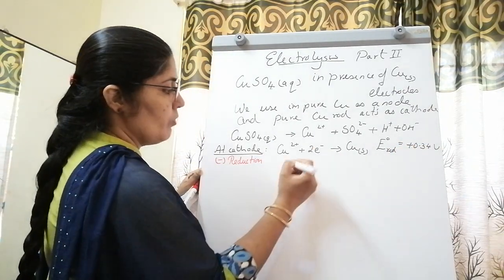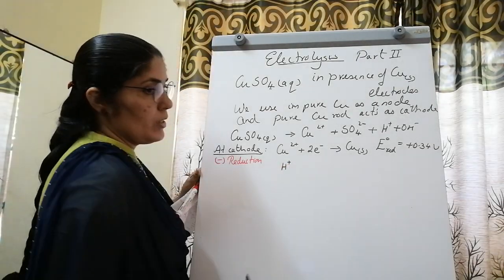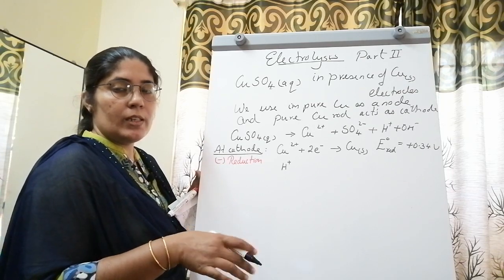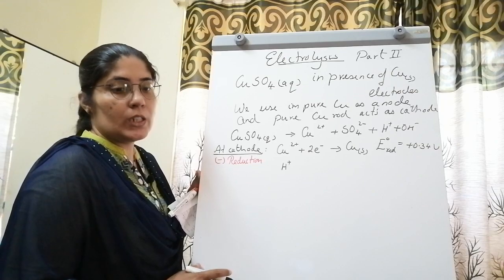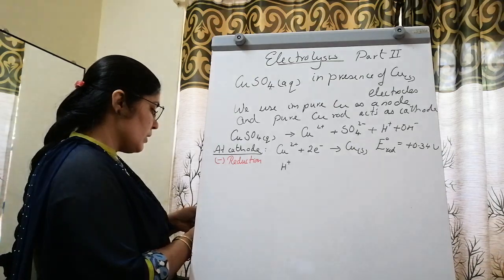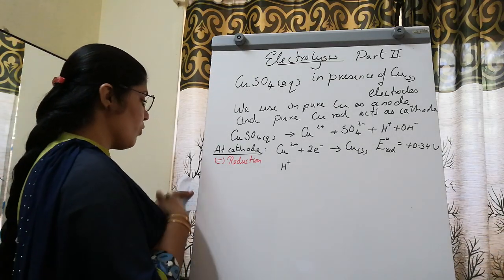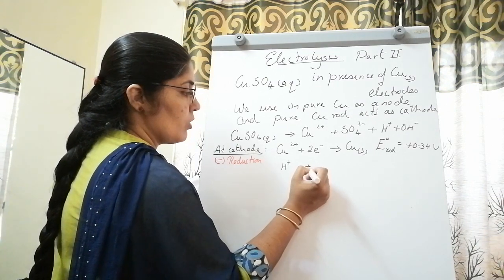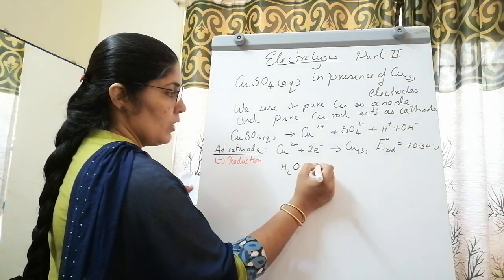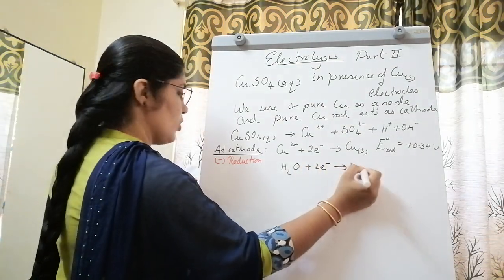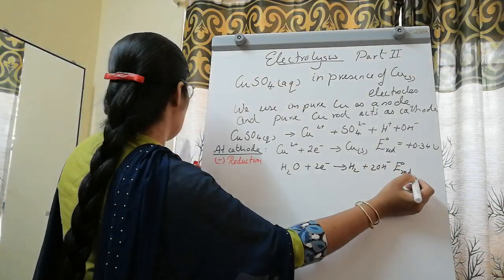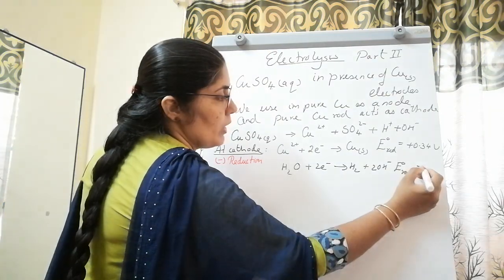Similarly, H+ can also approach, so H+ reduction can also take place. In the last class we discussed this as water reduction itself: as the reduction of H+ takes place with gain of electrons, instead of writing H+ we can write water reduction. Water plus 2 electrons reduces to form H2 plus 2 OH-, and its reduction potential we have already seen as -0.83.